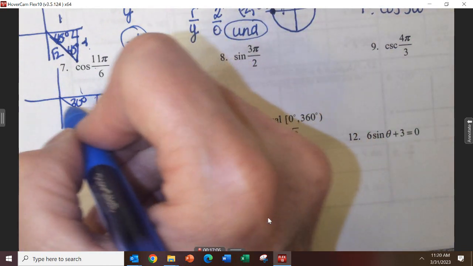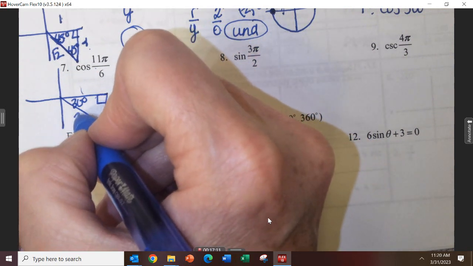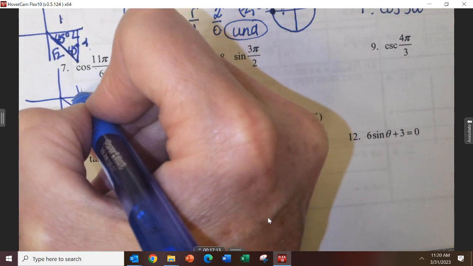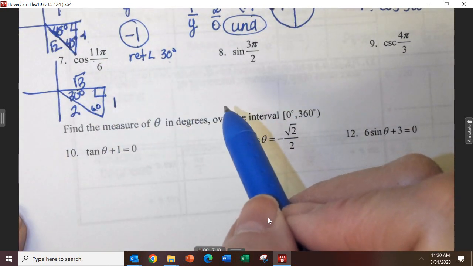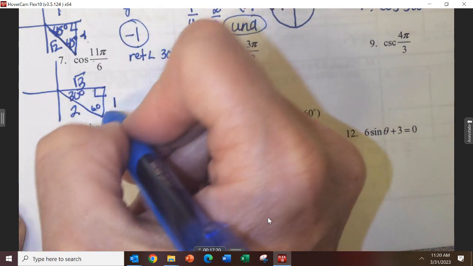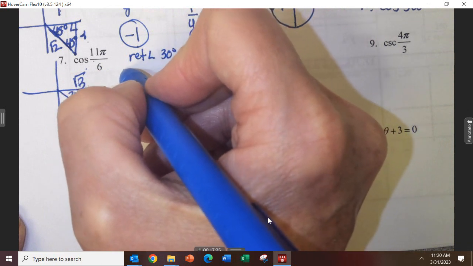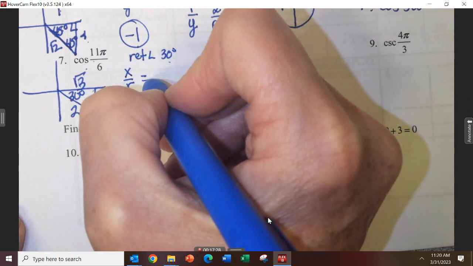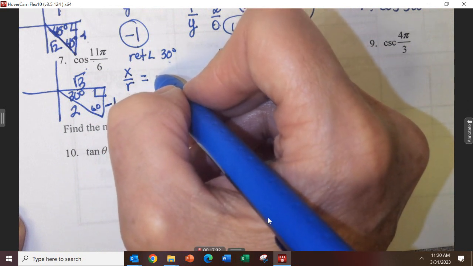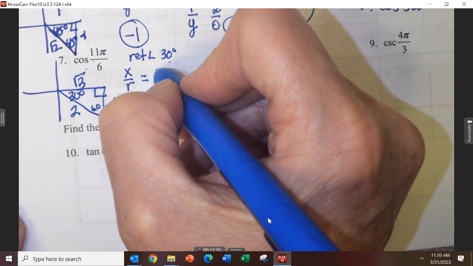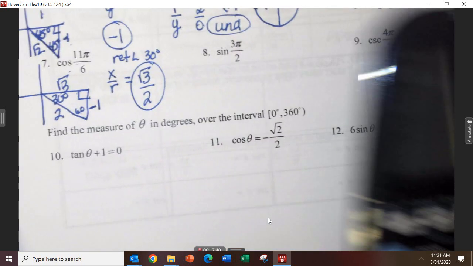Okay, label your sides now. Across from 30 is 1. Across from 90 is 2, that's 60. Across from 60 is radical 3. Anything need to be negative? Y needs to be negative, doesn't it? But cosine is what we're finding, so that's going to be x over r. So what's it going to be? What's x? Radical 3, what's r? So it's radical 3 over 2.